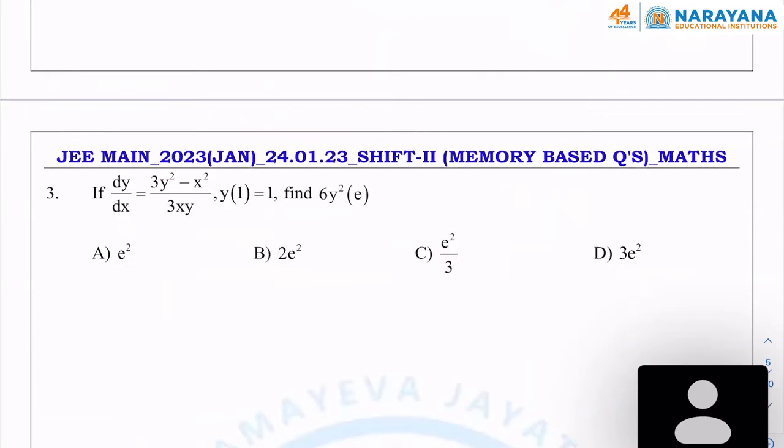It's a question on differential equation. dy by dx is equal to 3y square minus x square by 3xy, and y of 1 is equal to 1. They're asking for 6 into y square.